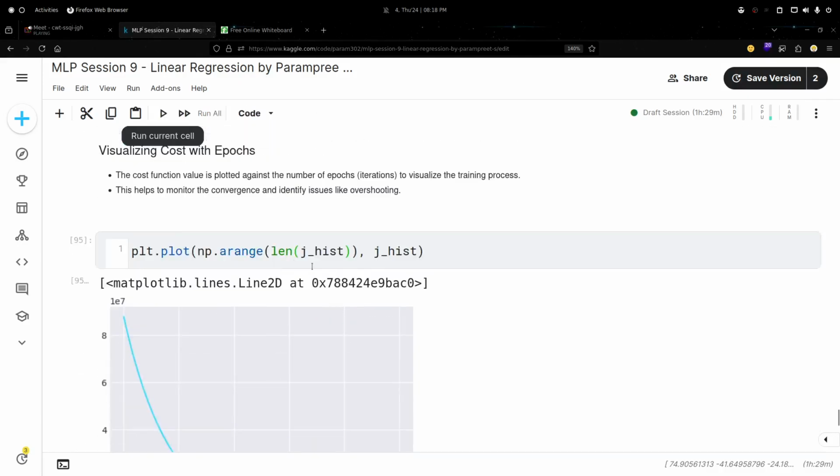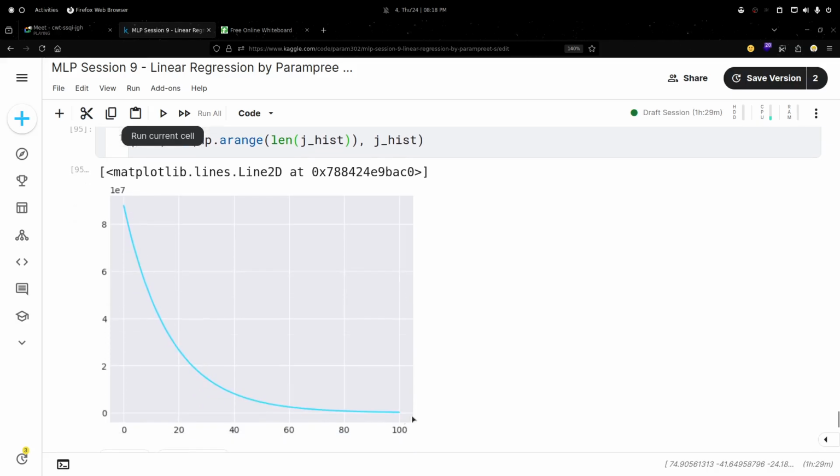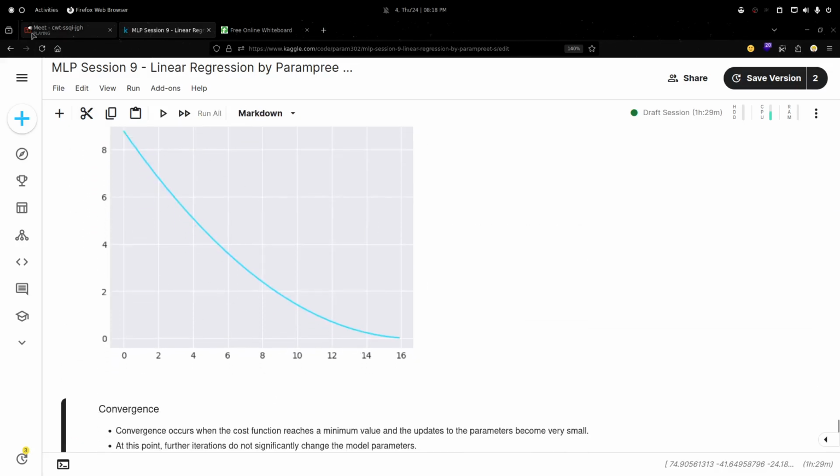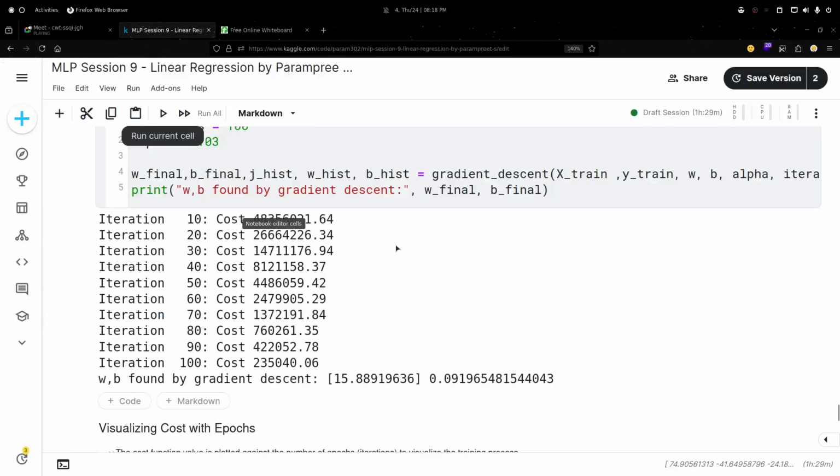Okay, then now you can see this cost function graph is a curve. It is the number of iterations and the cost we have. Same if I plot for the W, you can see I'm getting a curve here. Okay, this is how gradient descent basically works.